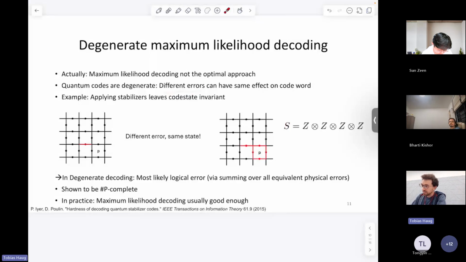In particular, stabilizers leave code states invariant, right? And we can see when this happens. Let's say we have a surface code, and let's say an error has happened, which we indicate as a red dot here. Let's say an X error here. This is a single qubit error, and if you do a syndrome measurement, this will be detected. Now let's think of a different error, where we have the same error again, plus an error on the plaquette.